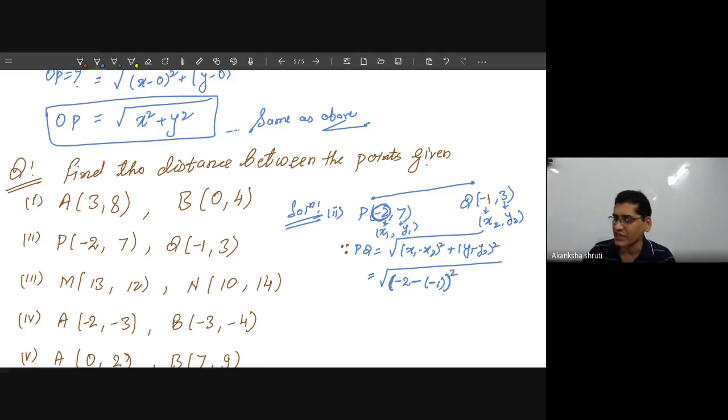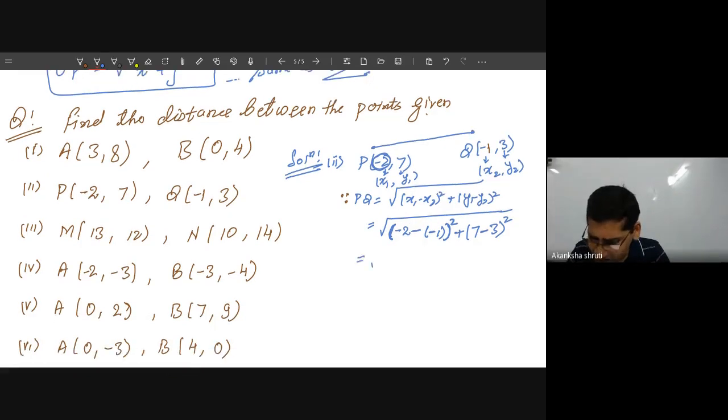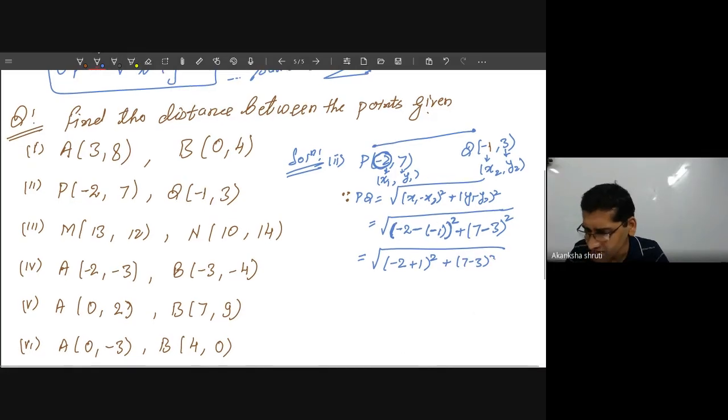You have to put this carefully. Plus, what is our y1? It is our 7, minus, keep the formula's minus. Now y2 is our 3, and there is no minus here at all. So -2 remains as it is, but this minus before the bracket, inside the first bracket itself, will turn it into +1, that much squared, plus 7 minus 3 squared.